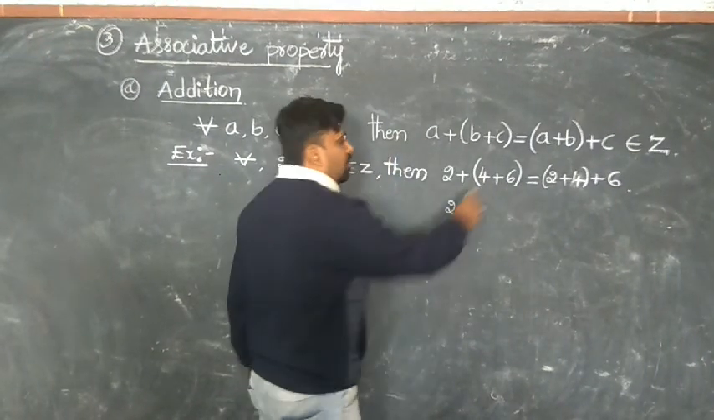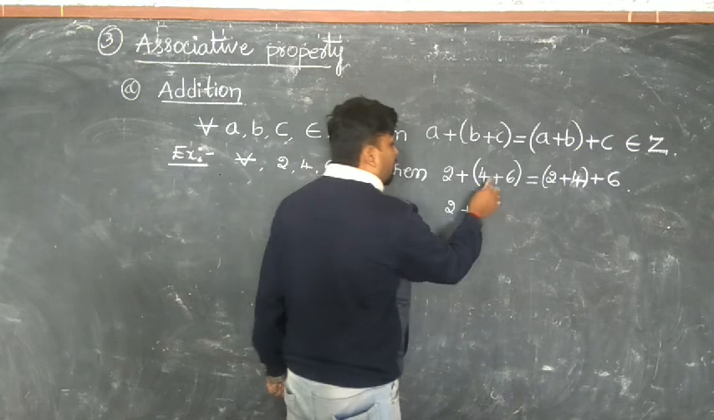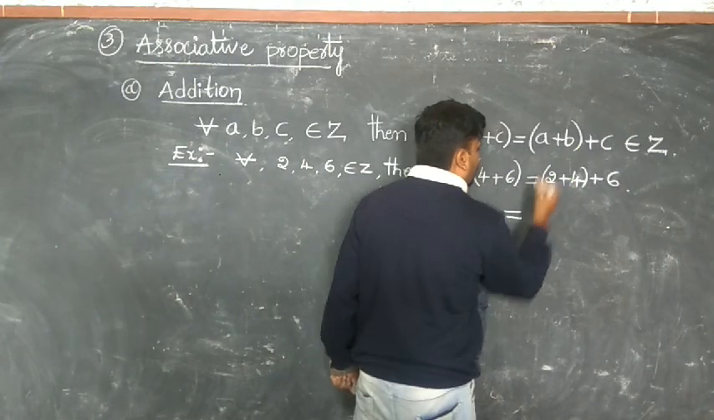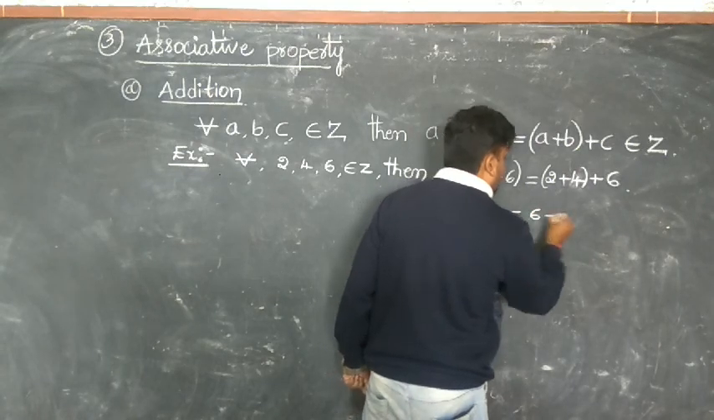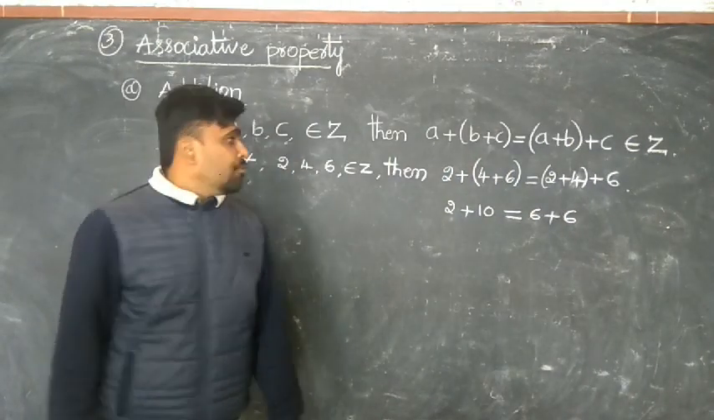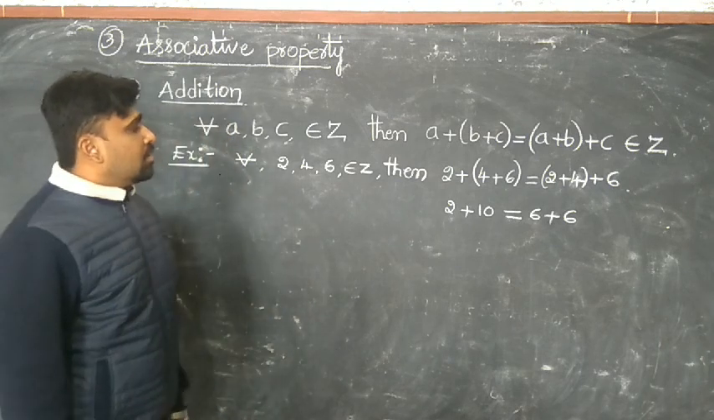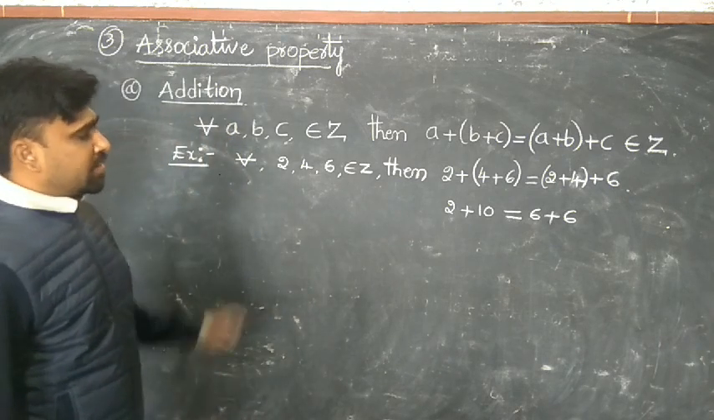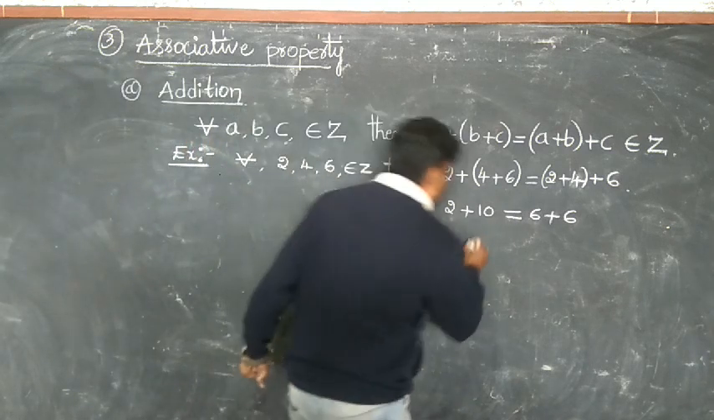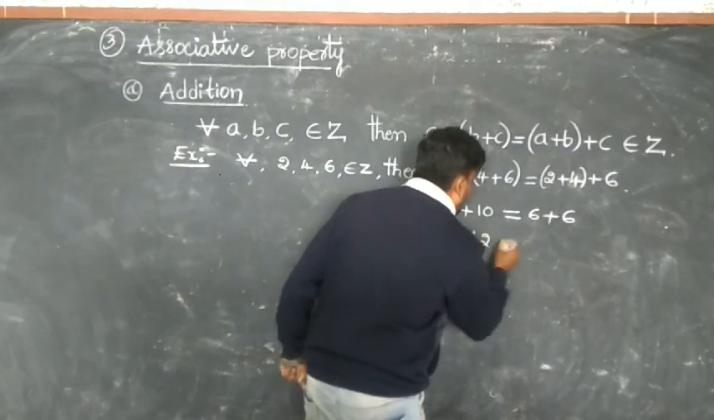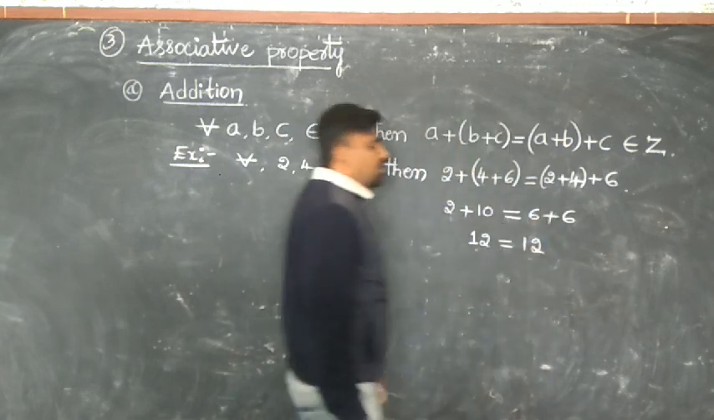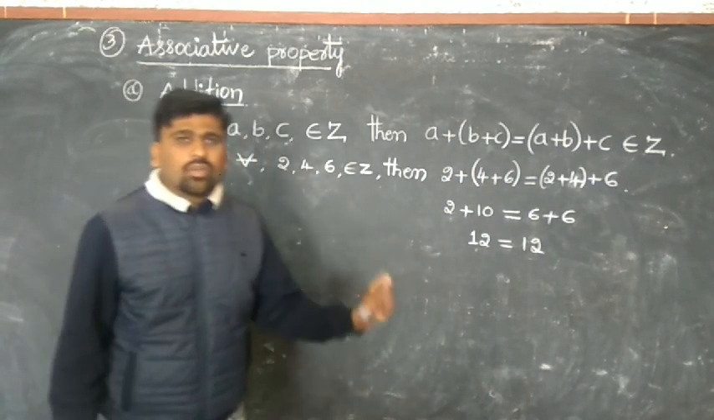Simplify the bracket. Same symbol, addition, 6 plus 4, 10. Here, 4 plus 2, 6 plus 6. Clear? 4 plus 2, it is 6, again 6. First step is finished. Next step, 2 plus 10, 12. 6 plus 6, 12. See here, regarding the RHS is equal to LHS.